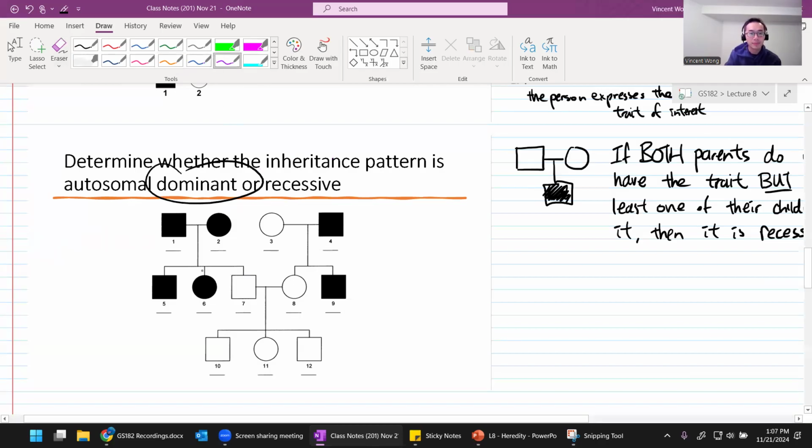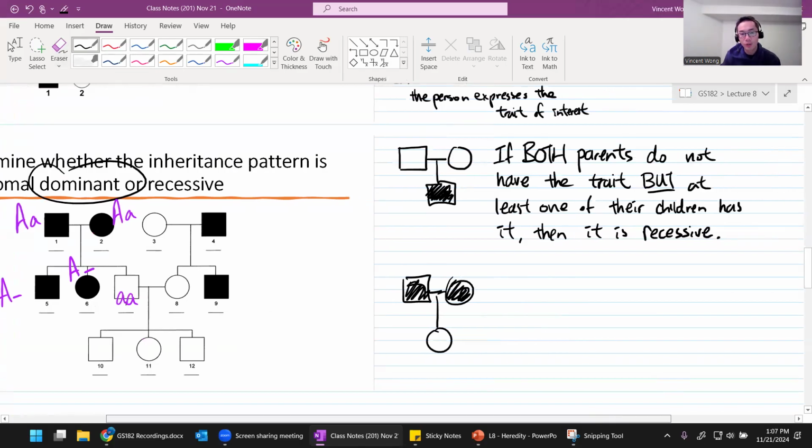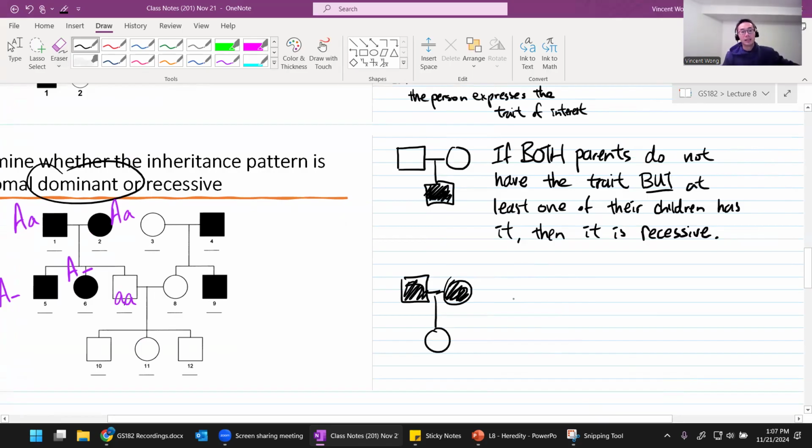Well, if it's dominant, then these must be heterozygous, and then this person must be small a, small a. We don't know anything about these people though. They have one big A. So here is the takeaway. If the parents both have the trait, and at least one of their kids does not have it, then it must be dominant.